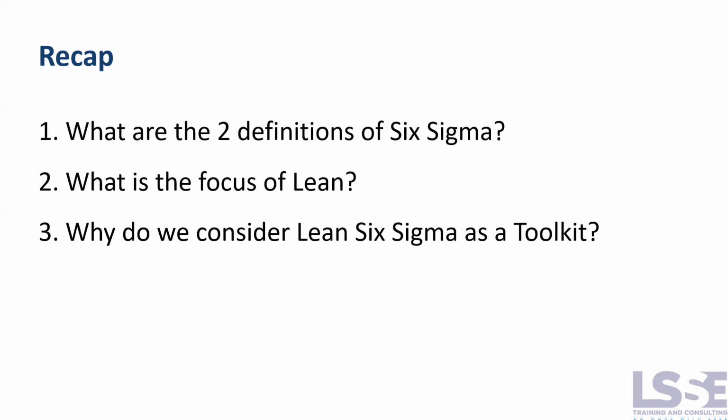I think I briefly mentioned this, but if you can recall, what is the focus of Lean? If you remember it. Okay, yes, correct. It's removing waste from processes, and normally Lean is used for cycle time reduction type of projects. If you want to improve your timeliness, then you use the Lean methodology. And the last question is, why do we consider Lean Six Sigma as a toolkit?